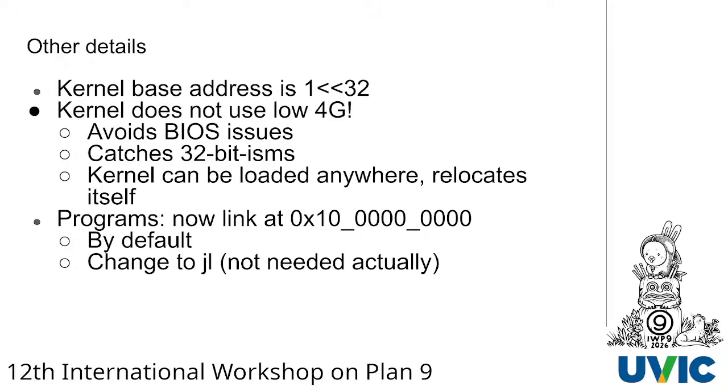I had an issue with QEMU wanting to load the kernel at 2 gig, so I'll show you the code in a second. My kernel now relocates itself to 4 gig first thing. And I link programs at that. I made the change to JL. That change to JL is not really needed. It can be done with the RISC-V makefile.